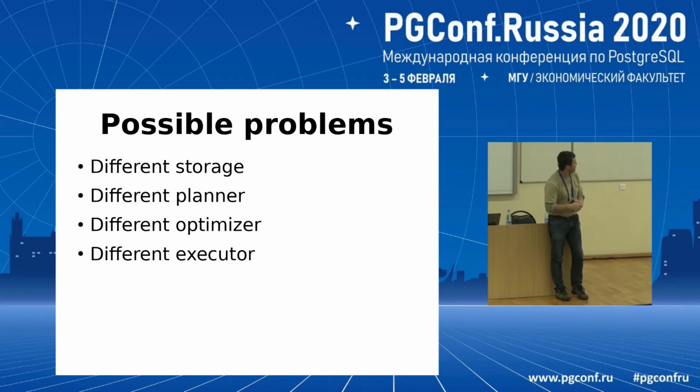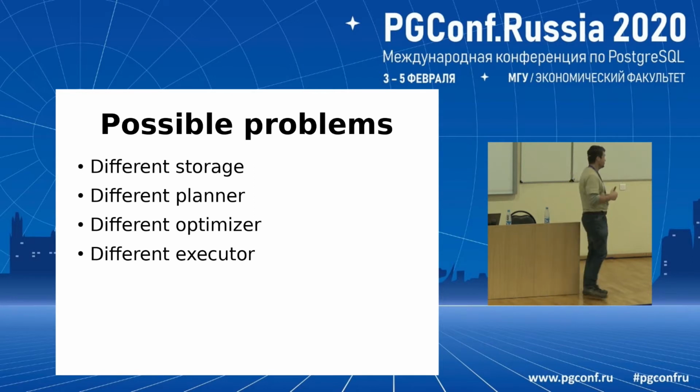The optimizer's task is to choose one variant of the generated plans, and this plan will be executed. The executor on Postgres is different again. So there are a lot of differences.